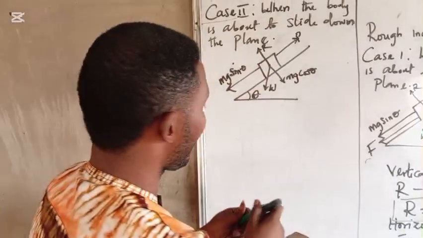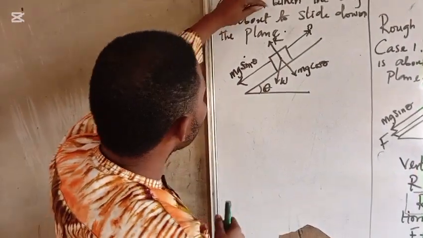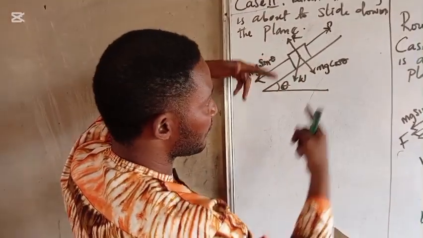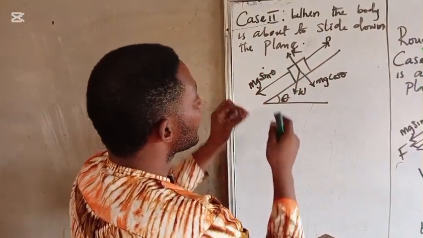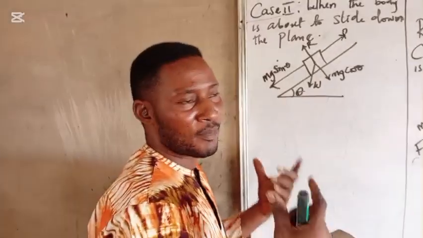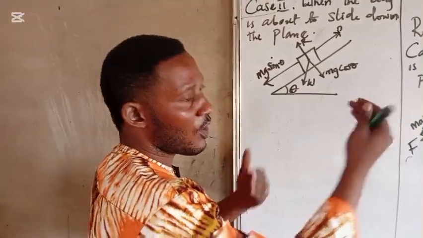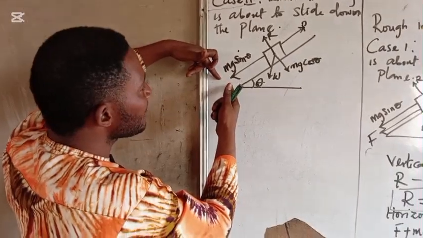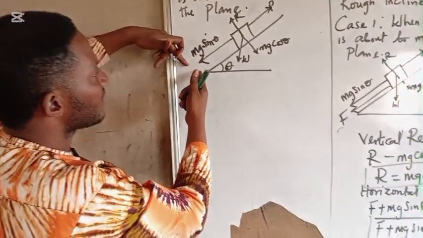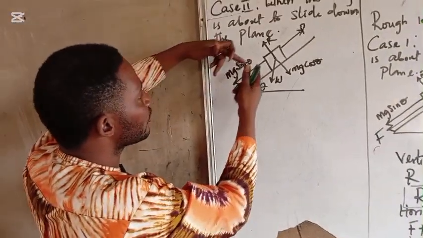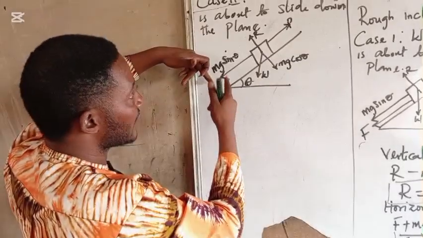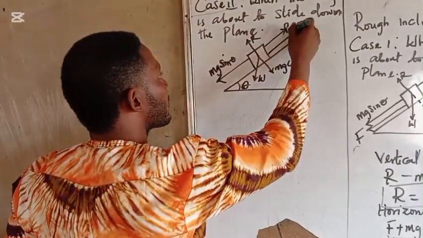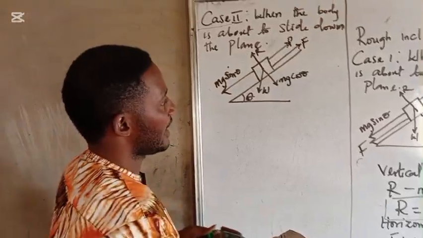Now listen carefully. If the body is about to slide down the plane, remember the plane is a rough surface, on that note there must be frictional force. Now, where do you think the frictional force will be placed? Is it upward or downwards? Now listen, the body is about to slide down the plane, which means there must be an opposing force acting contrary to this movement, and that is the frictional force. On that note, the frictional force will be acting upwards. So in this case, you are going to have your frictional force pointing this way. Are you following what I'm saying?